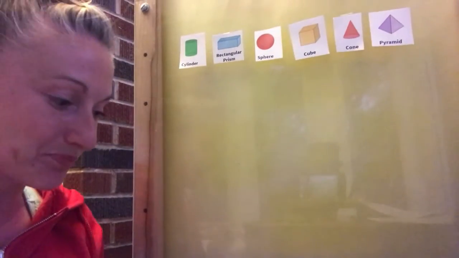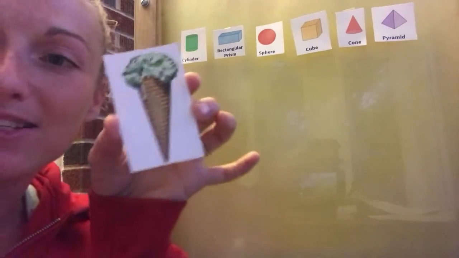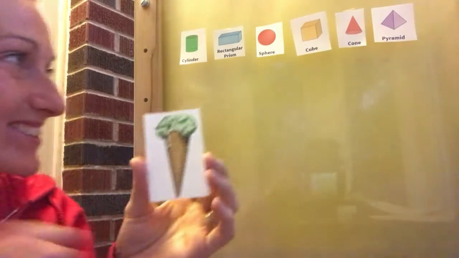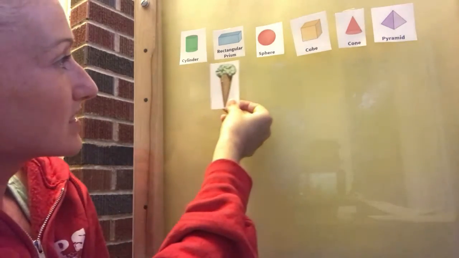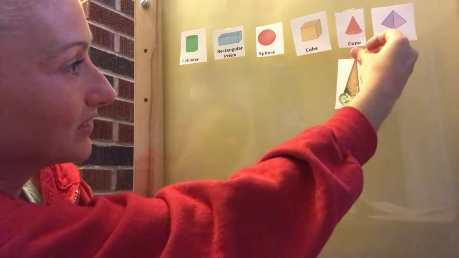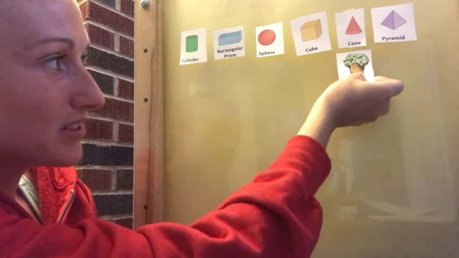All right, so we're going to take a look at some pictures, and we're going to try to see which shape they belong underneath, okay? So let's take a peek. What about this one? An ice cream cone. Where do you think that one will go? So let's take a look. Which one does it look like? Oh, do you see that? Yeah, it's a cone. So we're going to stick that one underneath the cone.